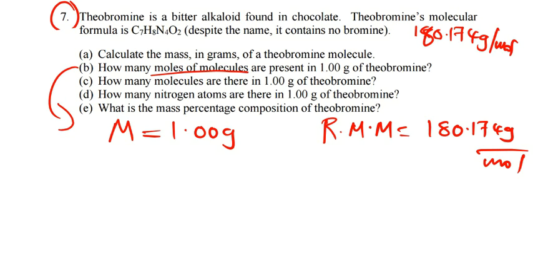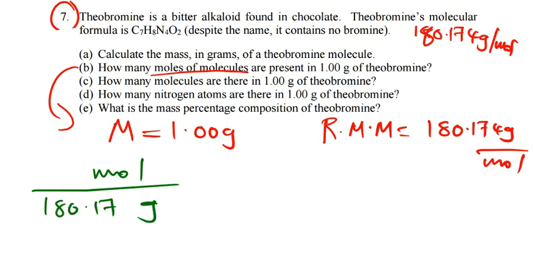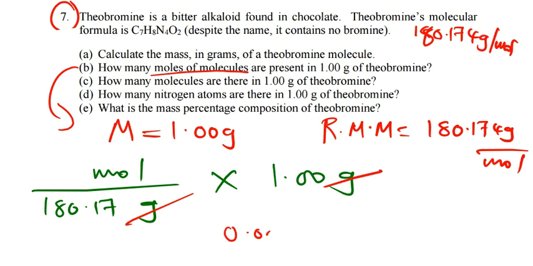So how do you use this? We want to find the number of moles, so moles should be on top. You can write the reciprocal of that: 180.17 grams per mole multiplied by 1.00 grams, deliberately so that the grams can divide. In short, we're just dividing 1 by 180. So you end up with 0.00555 moles.